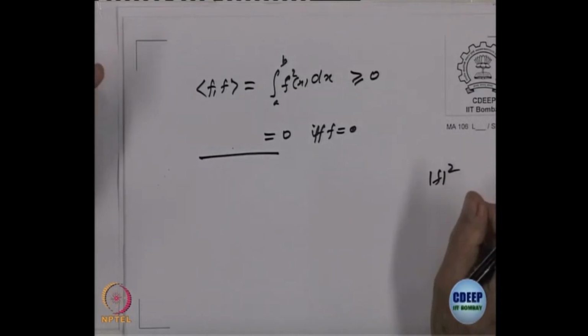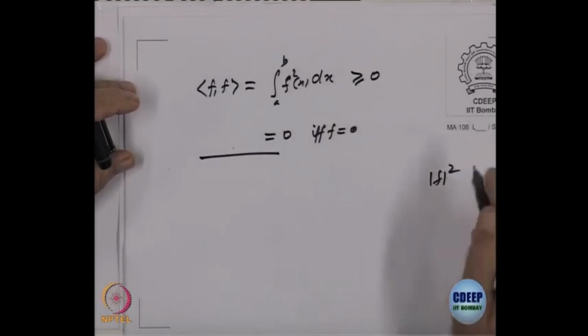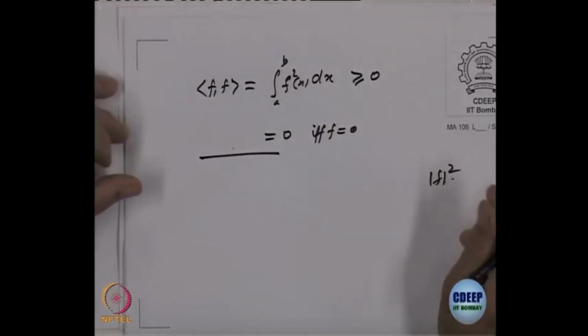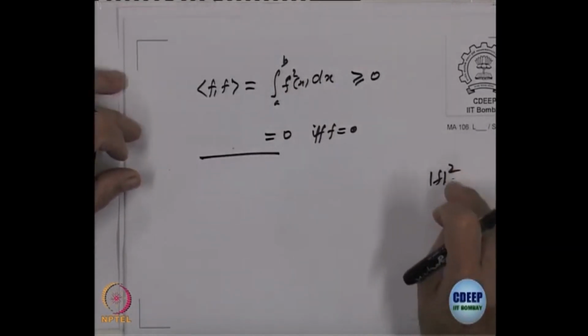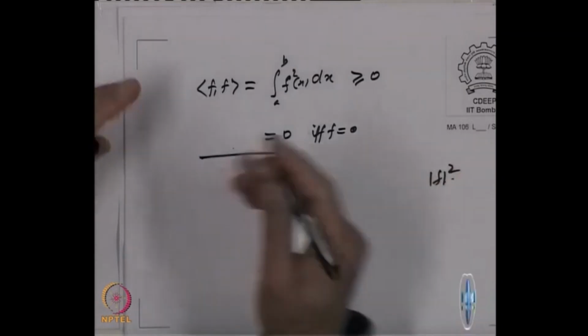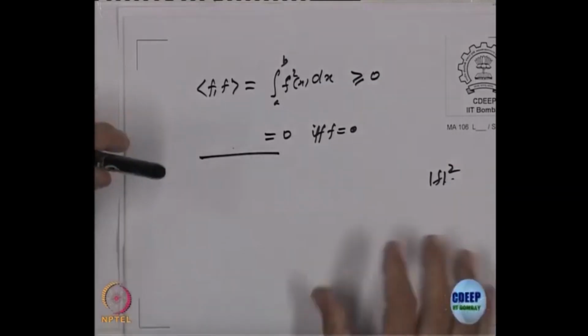Now, is it clear? Yes. f squared, I can write it as mod f squared. Is it okay? So mod f should be equal to 0, or if mod f is not equal to 0, you will have a problem there.